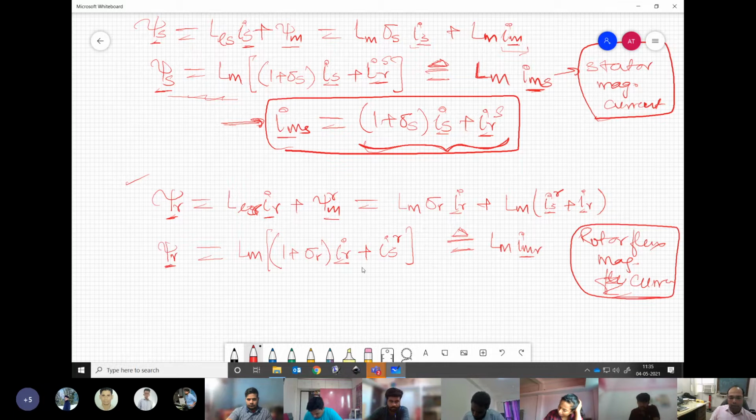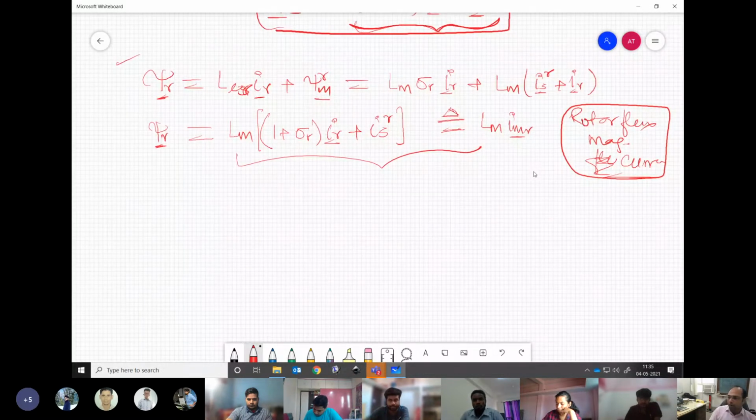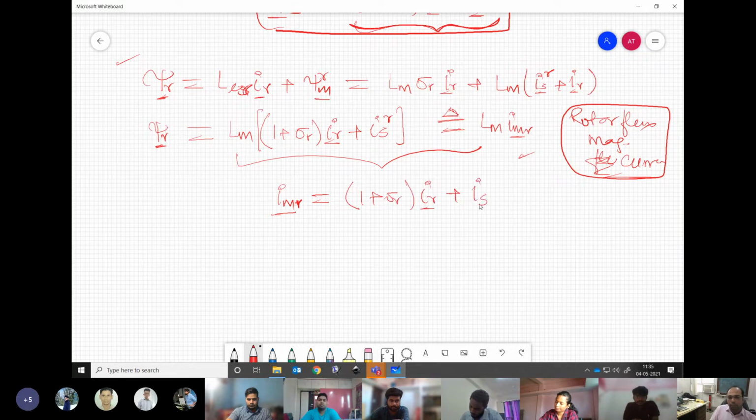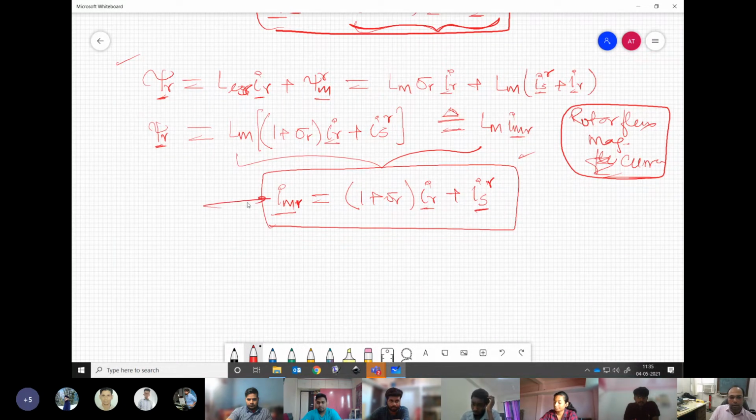So by definition we are giving this. When I say rotor flux magnetizing current, this means the current which is responsible for the complete rotor flux. So IMR can be defined like (1 plus sigma r) IR, and of course IMR is in the rotor reference frame as of now.